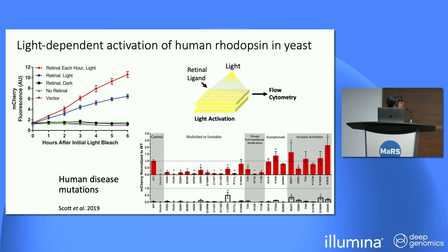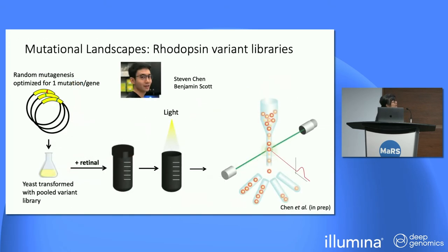You can see here that we tested a whole bunch of human disease mutations that have been well characterized in the literature, and what we found is consistent with what was found in the literature. Also, for a subset of rhodopsin mutations that were associated with visual degenerative disease, we also did concurrent purified protein assays to show that they were actually consistent. All right, and then I will go through this quickly.